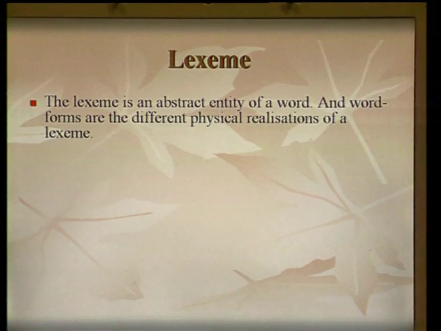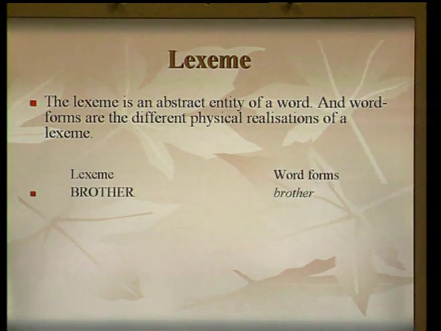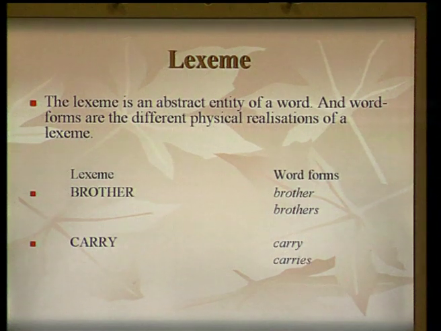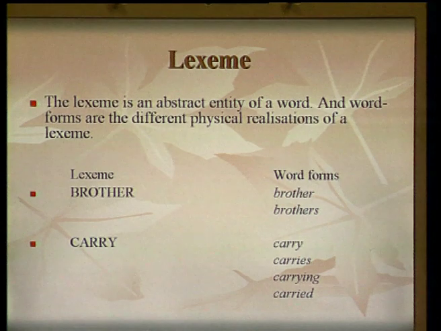The lexeme is an abstract entity of a word, and word forms are the different physical realizations of a lexeme. Thus, if you have a lexeme brother, the word forms of this lexeme are brother and brothers. If you have the lexeme carry, the word forms of this lexeme are carry, carries, carrying, carried. The convention is to write lexemes using capital letters.